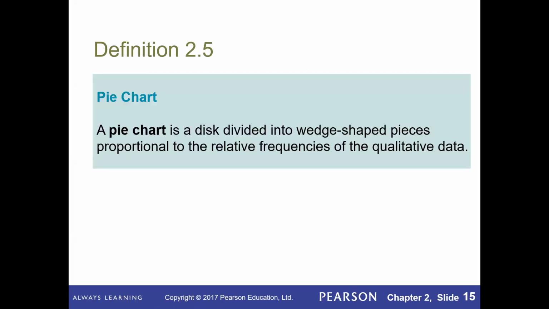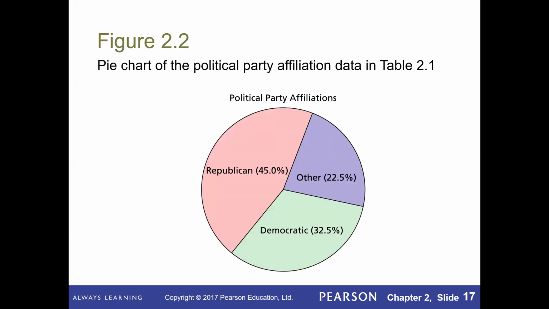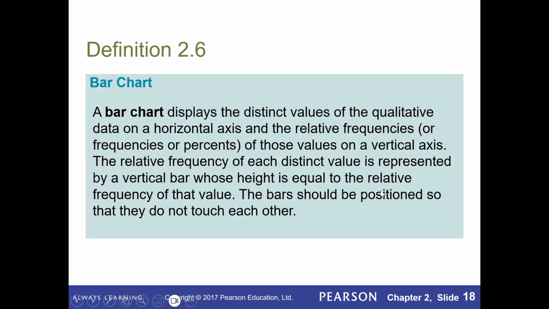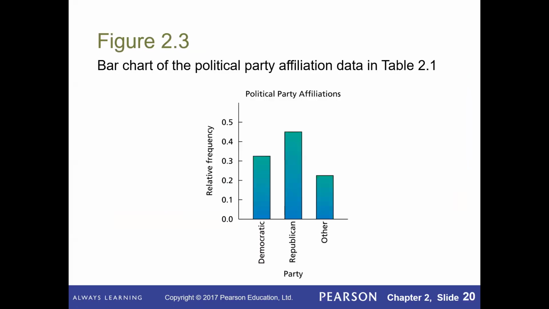Another way of organizing qualitative data is using a pie chart. Here are the steps for constructing a pie chart. This is the same party affiliation data organized using a pie chart. A bar chart can also be used. Here are the steps. This is the bar chart for our party affiliation data.